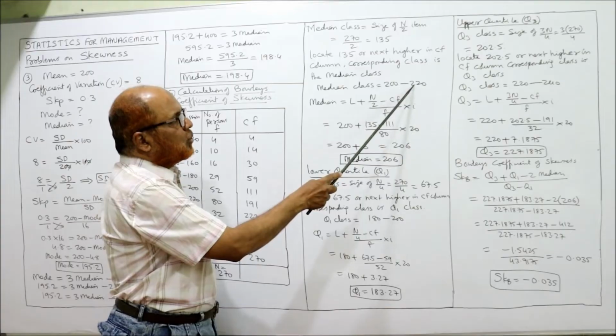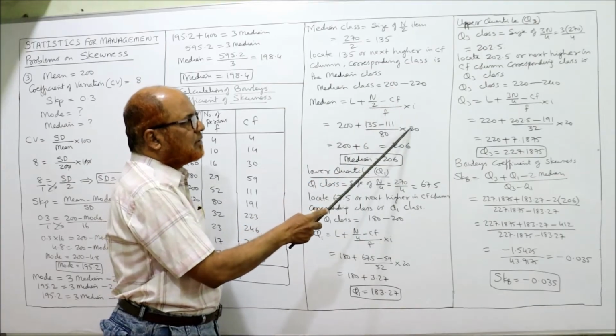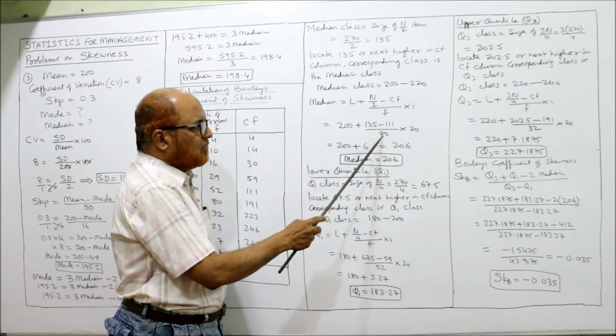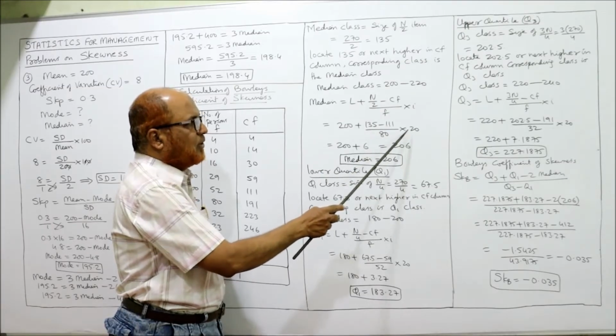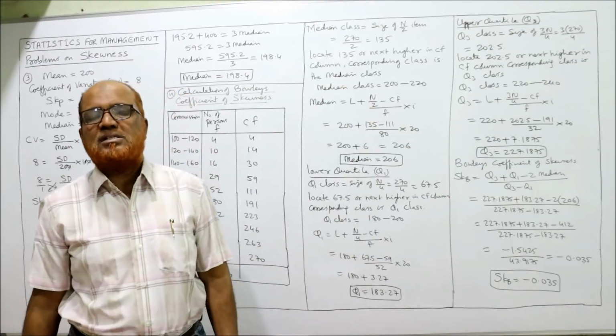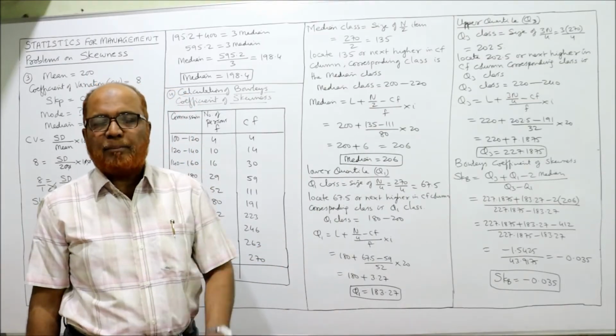What is the width here? 220 minus 200 is 20. Now 200 plus (135 minus 111) divided by 80 into 20. If you do all this, you will get 6. So 206 is the median. So we got the median.